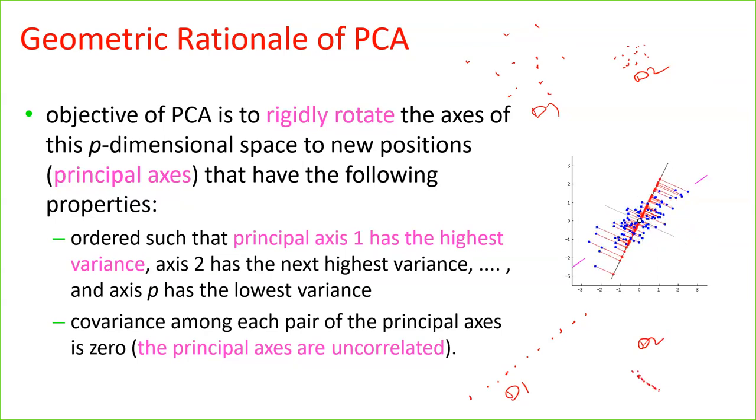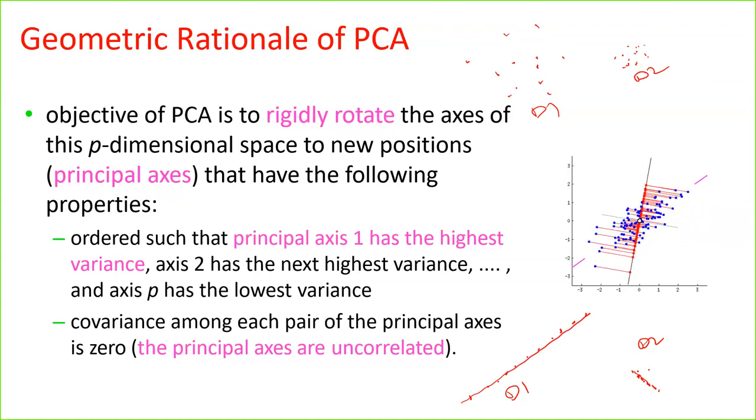Something like this. Data points are distributed like this on one axis only. Which one of these has more variance, D1 or D2? D1, right, because the spread of the data points is more in case of D1, whereas the spread of the data points is less in case of D2.